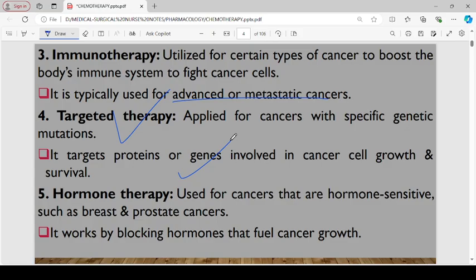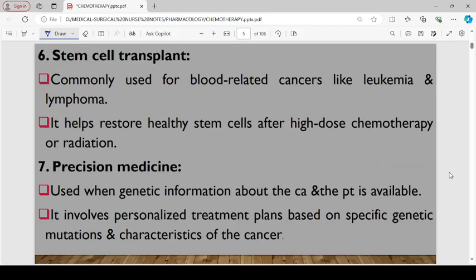Hormonal therapy is used for cancers that are hormone sensitive. They could be estrogen or testosterone, and this could include the breast, for example, for the estrogen, and the prostate, okay, for the androgens. Hormonal therapy works by blocking these hormones that normally fuel the growth of that particular cancer.